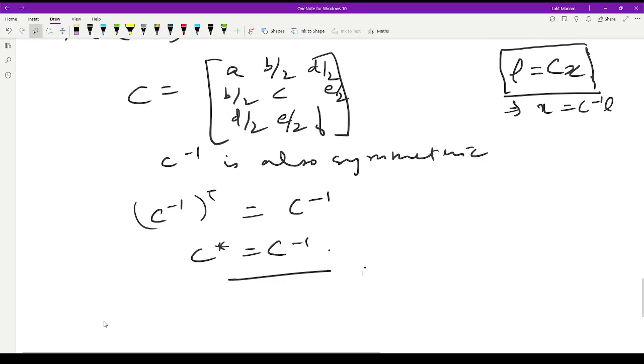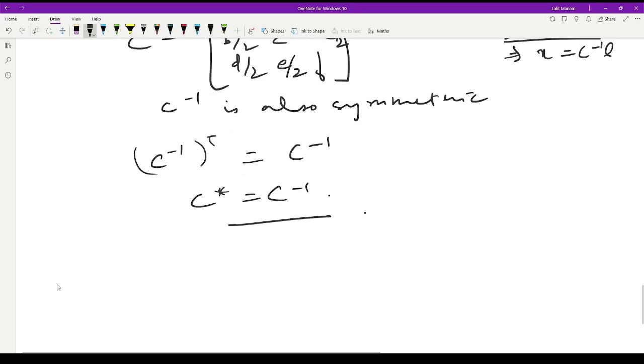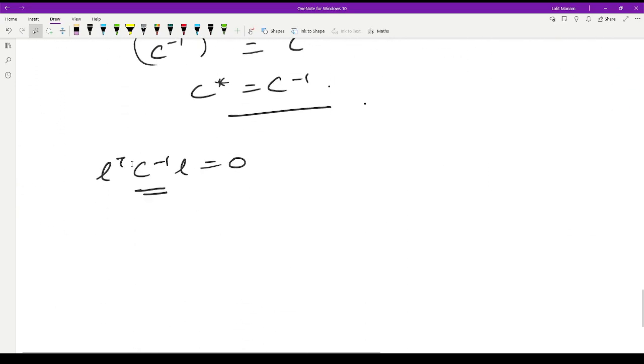Given that we have this dual conic, we need to check how homography affects it. These are all done in class, by the way. There's nothing new here. So how do we represent the dual conic? L transpose C inverse L equals 0. Whatever we have for the original conic, the dual conic will just be the inverse of it.